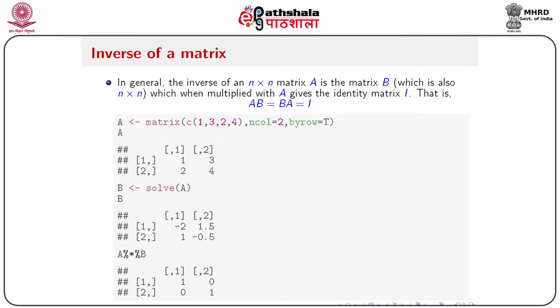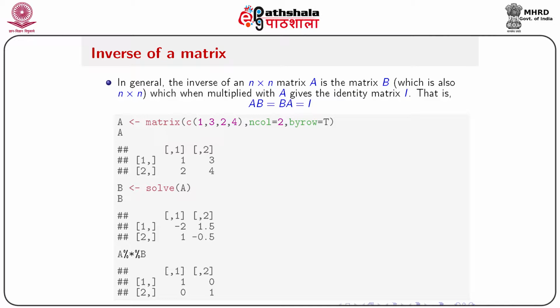So in general, for the inverse it has to be a square matrix, as you know. The inverse of an n by n matrix A is another matrix B, also of order n by n, which when multiplied by A gives the identity matrix I. That is, if A is a matrix and B is the inverse of the matrix, then A into B, the matrix multiplication, or B into A, should give you the identity matrix. Then we will say B is the inverse of A. That is the general concept that you must have learned.